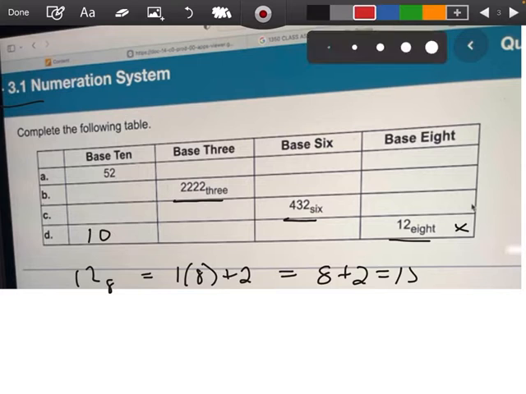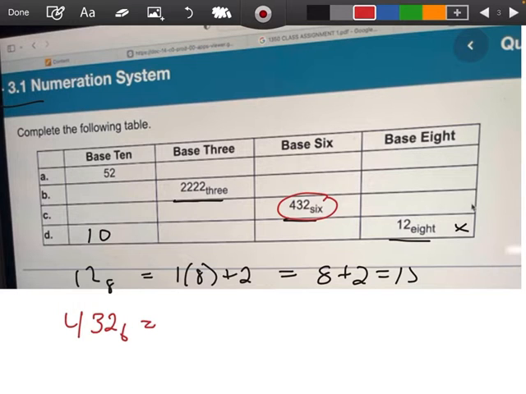Now I'm going to do the same thing for 432 in base 6. I'm actually going to start from here. That means there's 2 ones, there's 3 sixes, and there's 4 thirty-sixes, okay? Since I'm dealing with base 6, these are the 6 to the zeros, these are the 6 to the firsts, and those are the 6 squareds, okay?